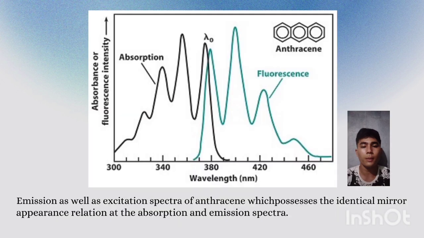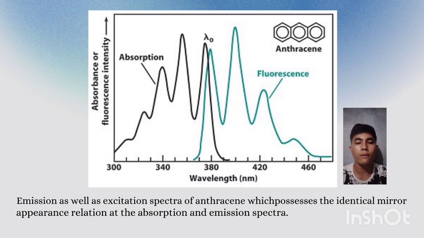So this graph shows the absorption and fluorescence spectra of atrazine, a polycyclic aromatic hydrocarbon. On the x-axis, we have the wavelength in nanometers, which represents the different colors or energy of the light. On the y-axis, we see either absorbance or fluorescence intensity, which tells us how much of the light atrazine absorbs or emits at each wavelength.